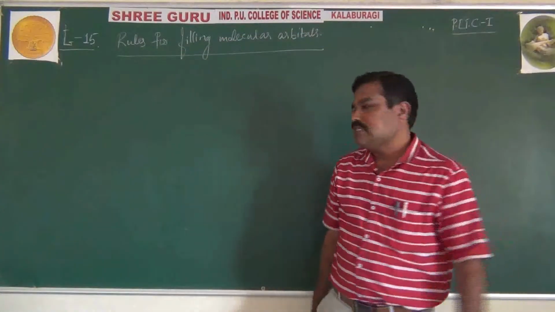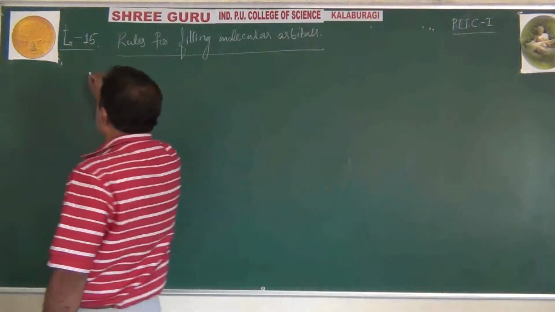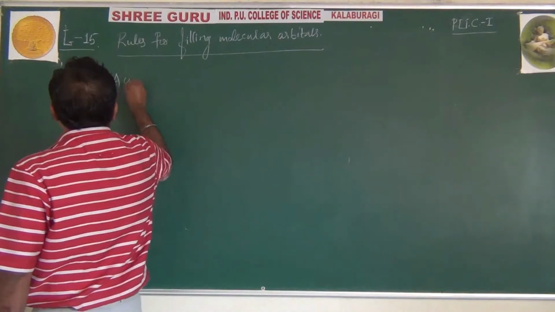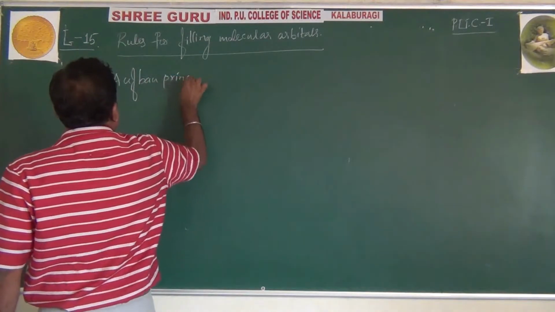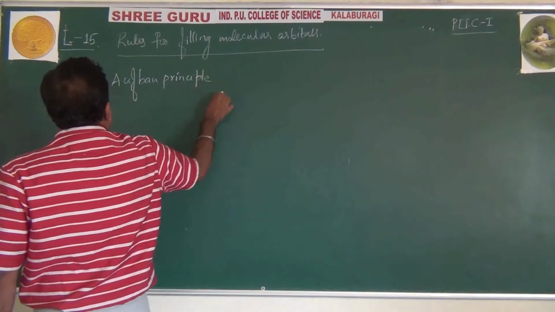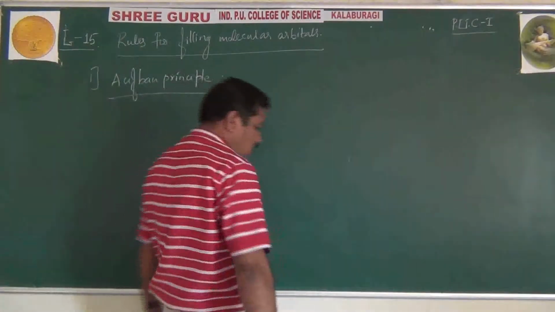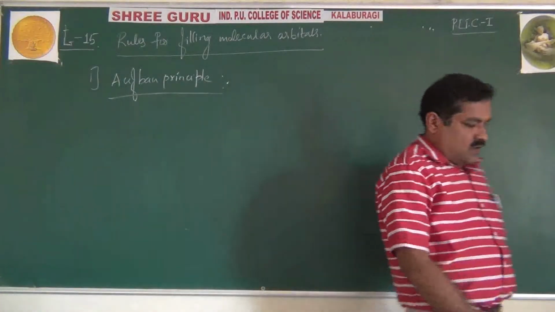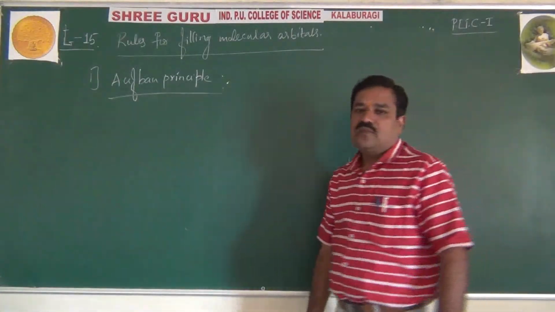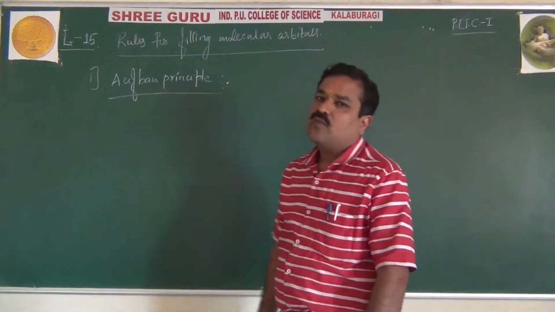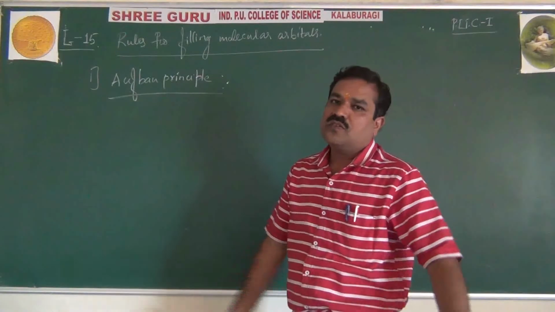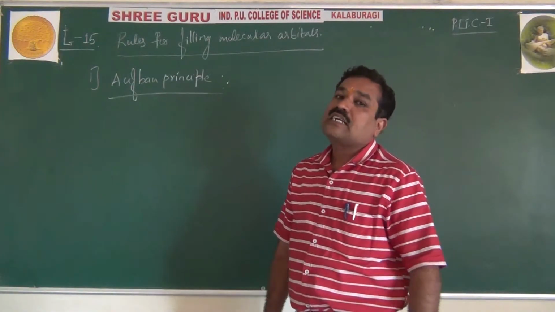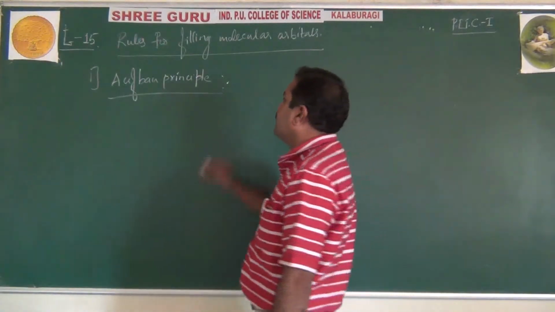See here, what is the first one? Aufbau principle. That means these molecular orbitals also fill up the same as usual, like the atomic orbitals. They also follow three rules: Aufbau principle, Pauli exclusion principle, Hund's rule. Same as what I explained to you in the structure of atom. Okay, students, the Aufbau principle, what does it say?